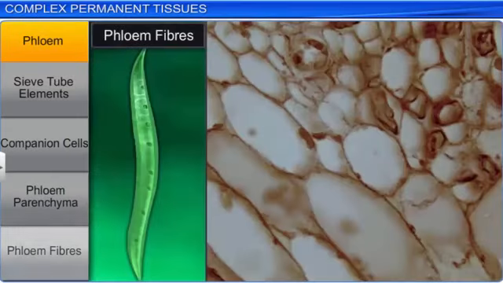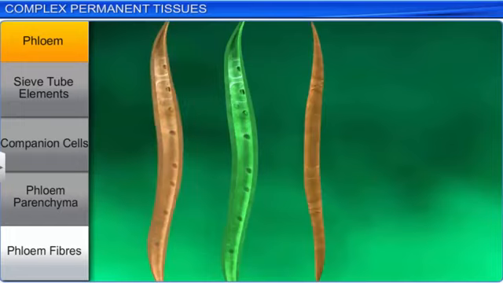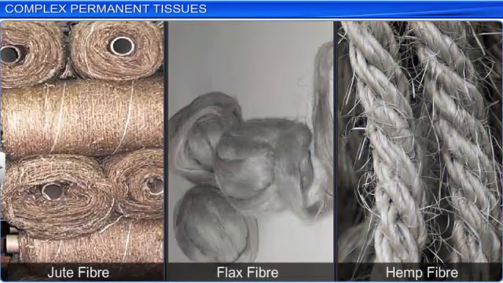Phloem fibers or bast fibers are made up of sclerenchymatous cells found in secondary phloem. They are elongated, unbranched with pointed apices, and their cell wall is quite thick. On maturity, phloem fibers lose their protoplasm and become dead. Jute, flax, and hemp are some examples of commercially used phloem fibers.